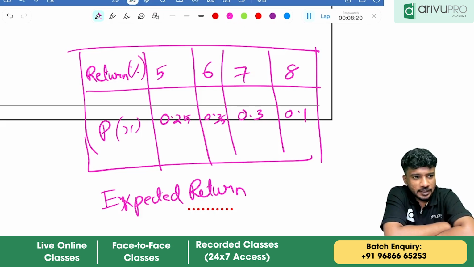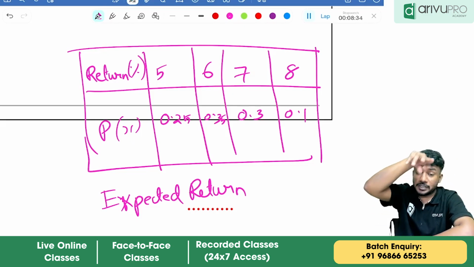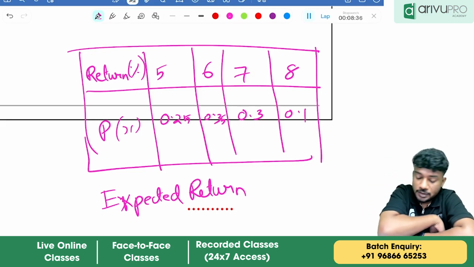First of all, return is given in percentage. We'll convert it into what? Decimal. Okay. Or what you will do? You will convert probability into percentage and do it. Either of that you should do, because both should be there in the same, either percentage or decimal.